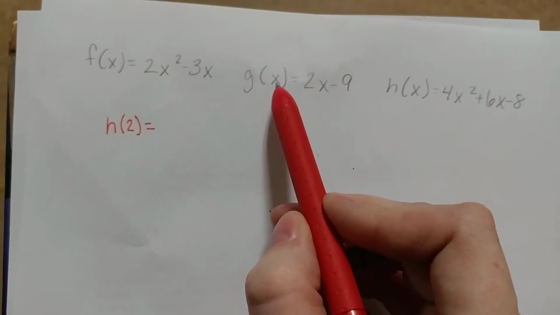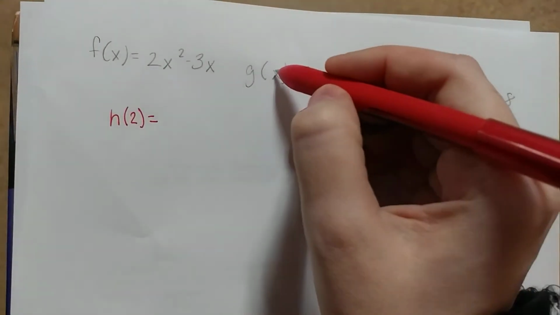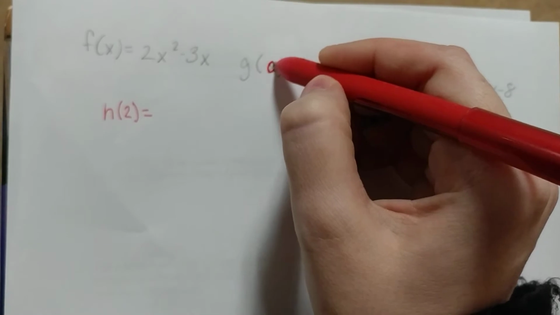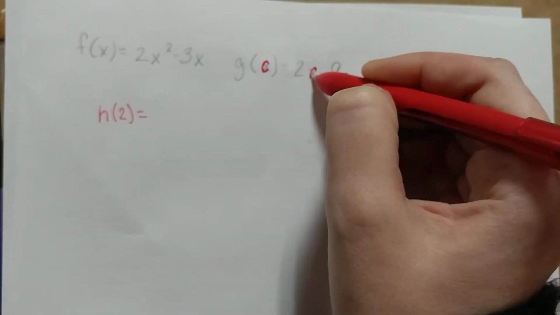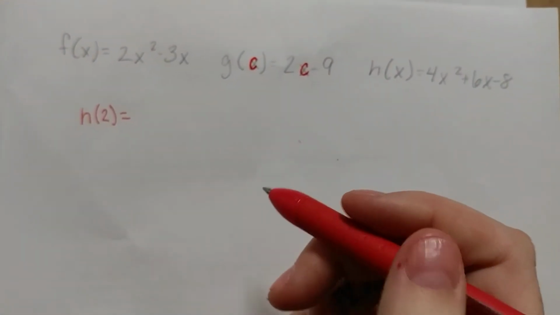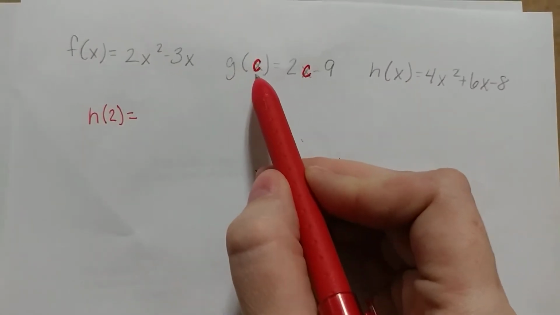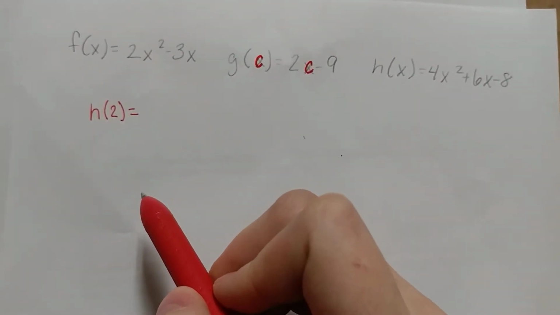g of x. Now that doesn't mean anything. This x just means that's the variable that you're using. I can change that to a c and this one to a c, and that's the same thing. Now it's just function g of c, and c is the variable being used in the problem.